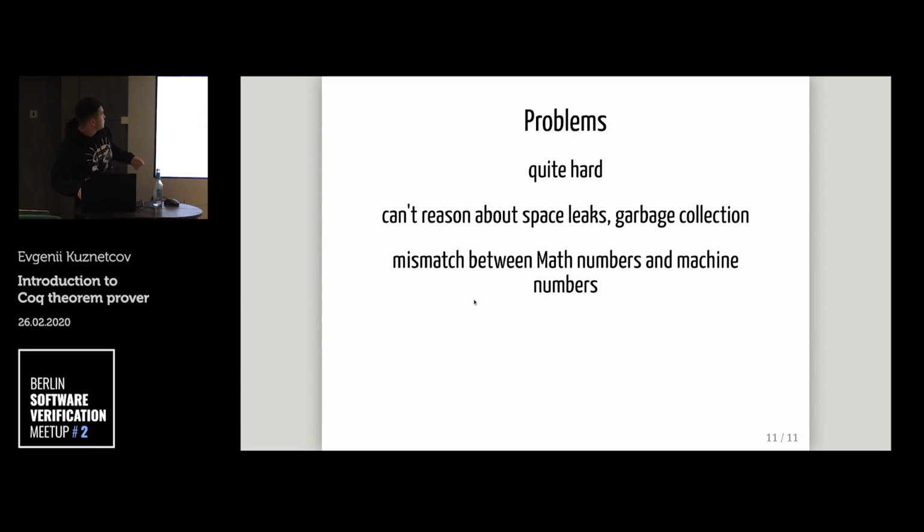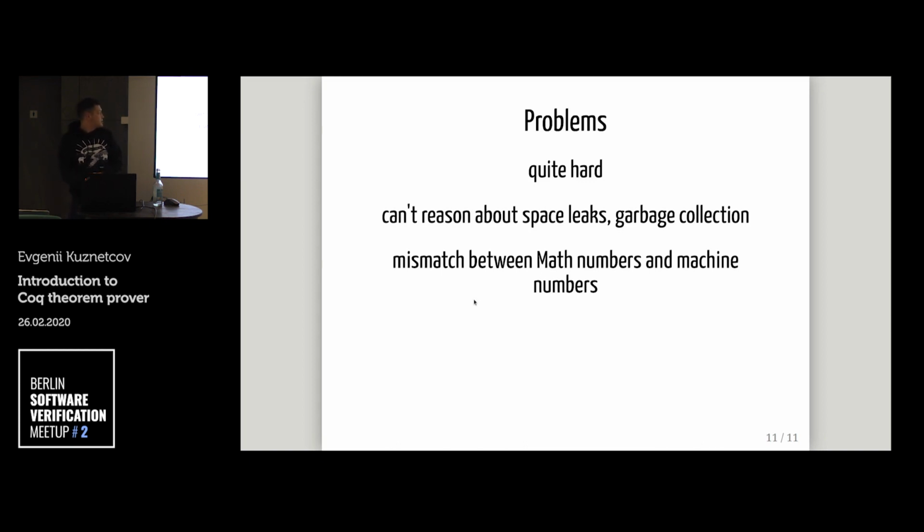So the problems with such theorem provers: first, they're quite hard. You can't learn it and start applying it on the second day at your job. Second, you can't reason about space leaks and garbage collection. You can reason about some properties of your model, but can't directly reason about how your program actually runs. And it extracts into languages with garbage collection, so you probably can't build real-time systems with it.